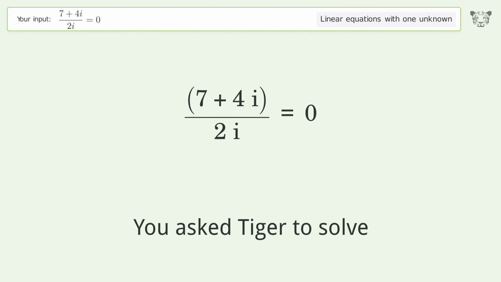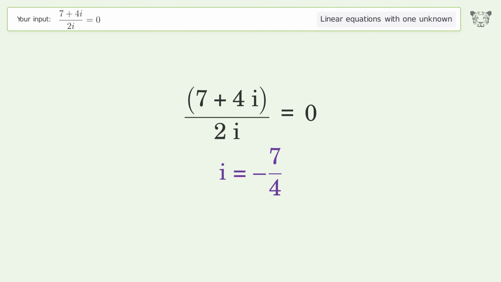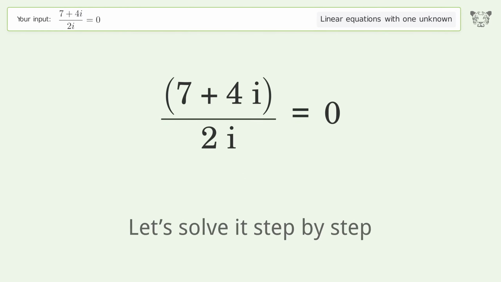You ask Tiger to solve. This deals with linear equations with one unknown. The final result is I equals -7/4. Let's solve it step by step.